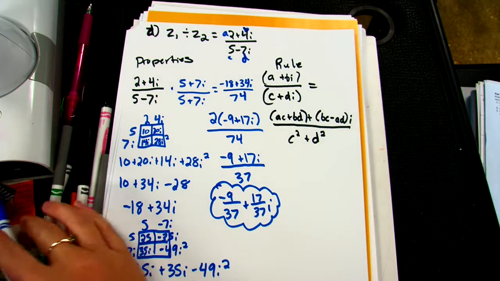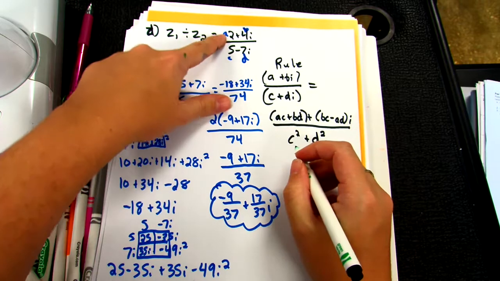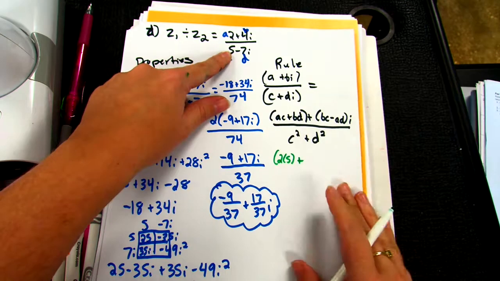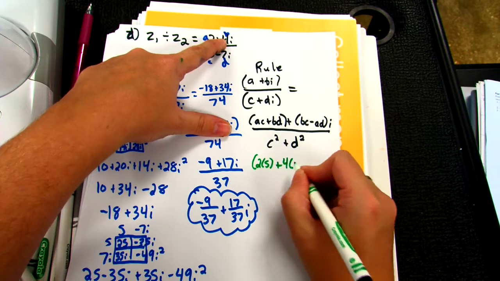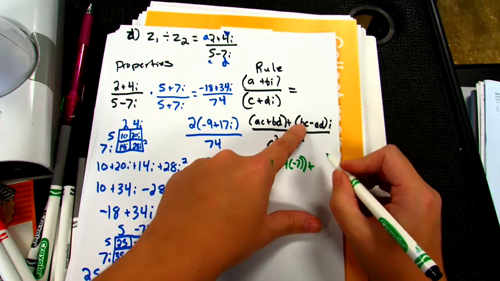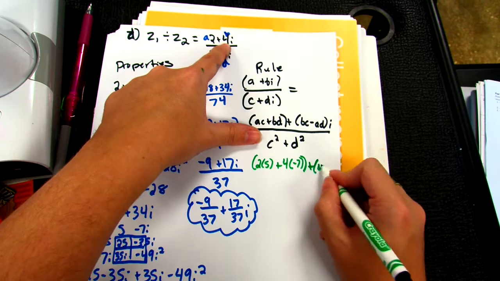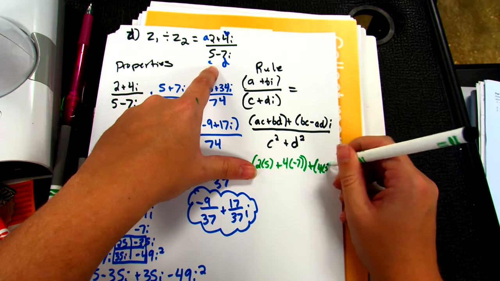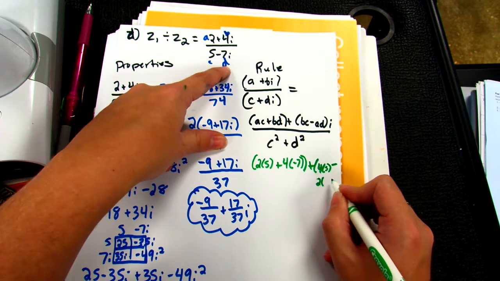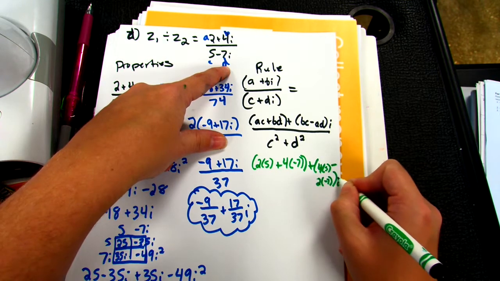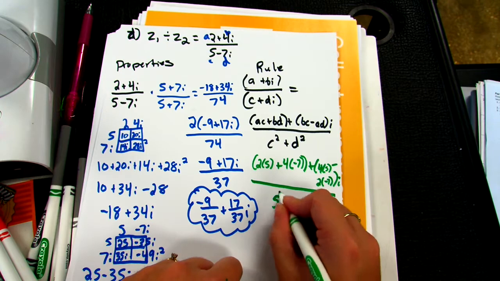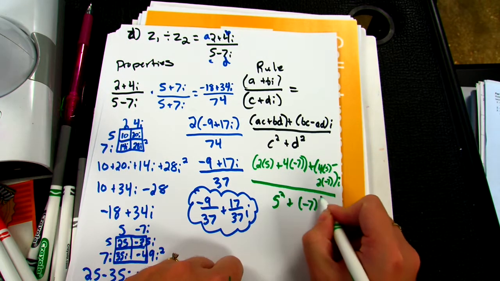I need to change colors though. All right, so a times c. So 2 times 5, right? Plus b times d. So b is 4. So 4 times, and then d is negative 7. All right, so there's that piece. Plus bc. So what was b? b was 4 times c, which is 5, minus ad. So 2 times negative 7i, right? That was the numerator. All over c squared, so 5 squared, plus d squared, so negative 7 squared.